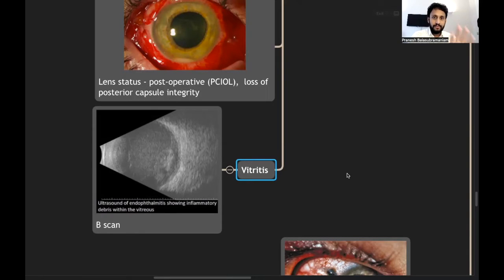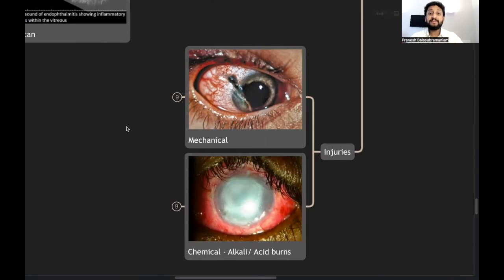So far clear? Okay, this is an important aspect. I'm dealing with these conditions in a much more detailed way because these are all emergencies. These can all be sight-threatening in many ways, sometimes even life-threatening. Okay. Now let's speak of the injuries.